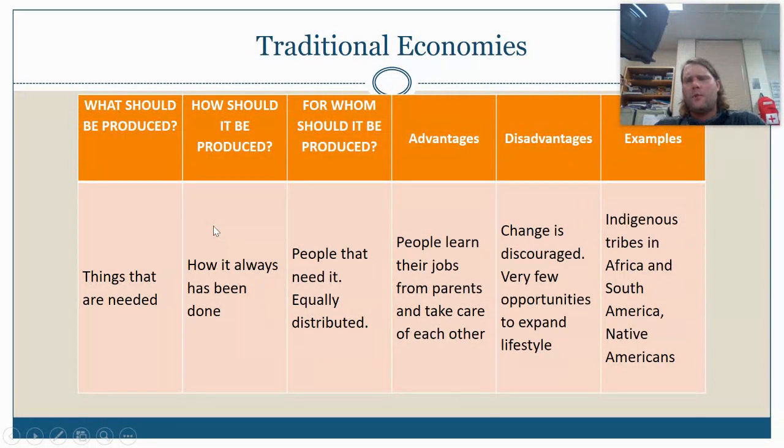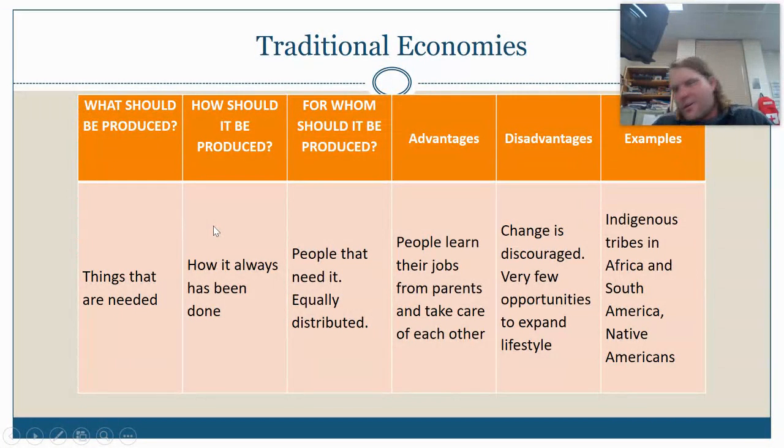And obviously, in these smaller economies, it's going to be distributed to people that need it. We don't need to overproduce because again, there are probably not too many situations where we can sell our product somewhere. And again, we're just trying to survive. A good example of these economies would be Native Americans. The Native Americans in the United States produced what they needed. They didn't really have much currency to worry about exchanging with other tribes. They were focused on staying alive.